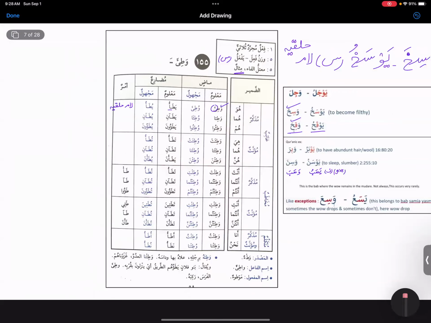Yani, some. You were told last week that if there is Hamza, we will consider it Mahmoz. Yeah, but this is not the case. That's why I'm sharing with you guys, because I saw some verbs that were taking two different kinds of irregularities, and they were mentioning both of them there.